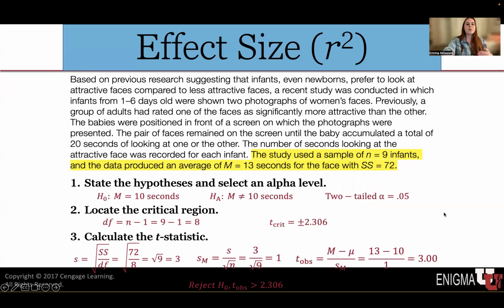So we are going to go back to this study that we talked about in the first part of this lecture, where we talked about that study with infants, looking at attractive versus less attractive faces, where the researcher measured the amount of time that the infant was looking at each picture. Just as a reminder, the study used a sample of 9 infants, which will be important information for us. The data produced an average mean of 13 seconds for the attractive face, with the sum of squares of 72.